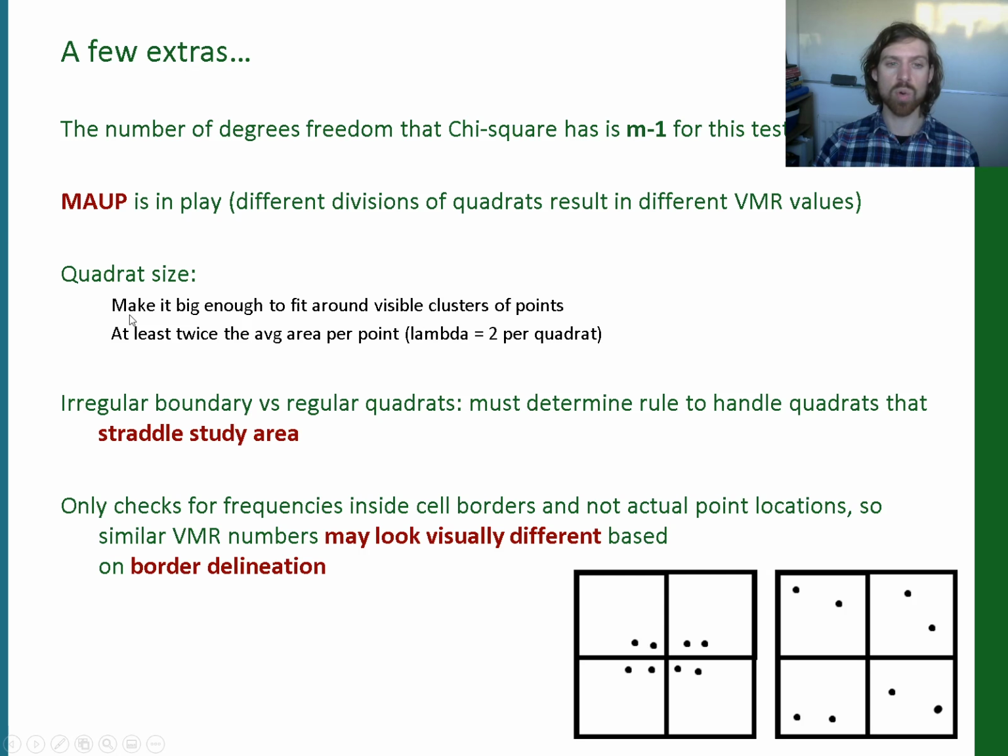Quadrat size: essentially you need to make sure that it's big enough to fit around the visible clusters of points that you're interested in. And there are some general rules, so at least twice the average area per point.